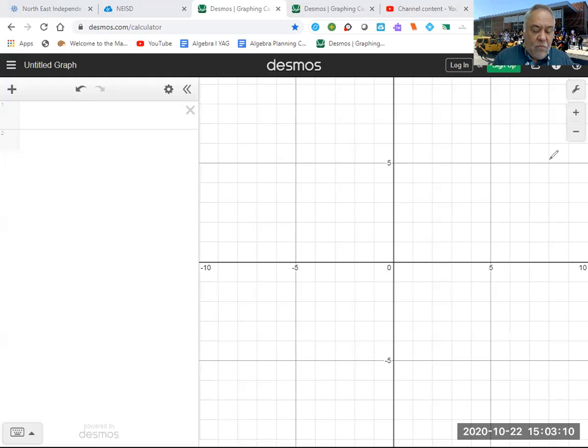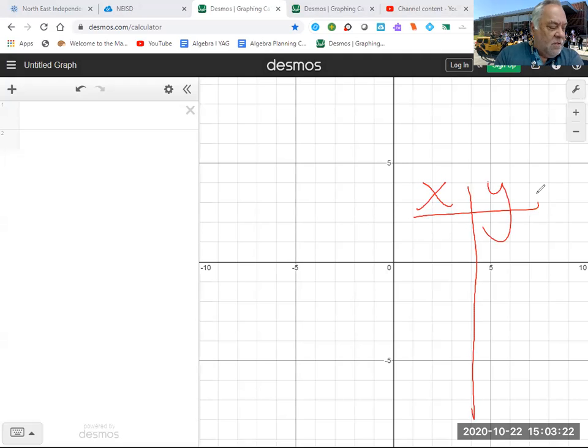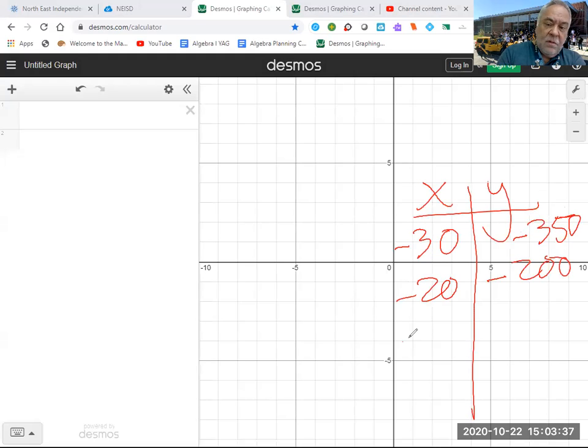Okay, for number 34, a little bit tricky, but it's not too bad if you use your brain. Okay, I'm just going to give you a fake table here that's not part of the number 34, but I'm going to put 30, 20. I could go on, but I'll just go with these two.